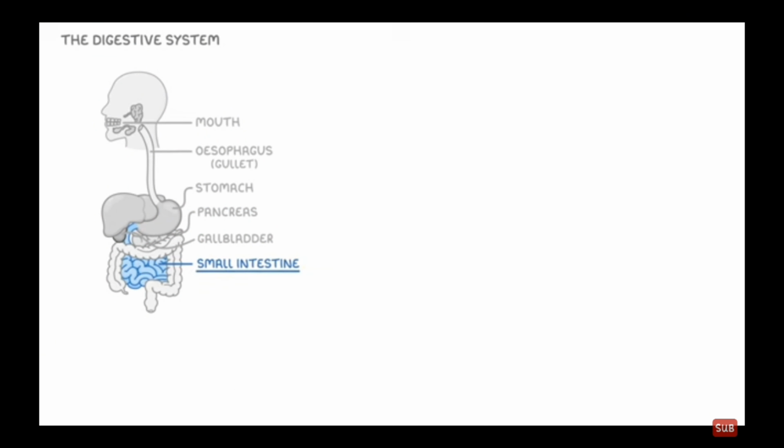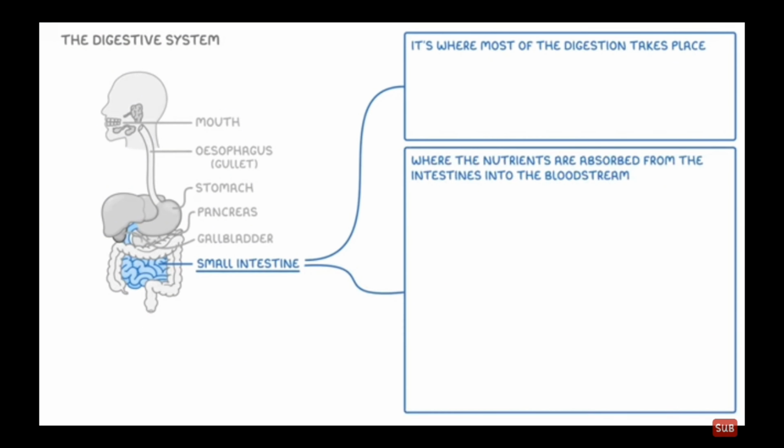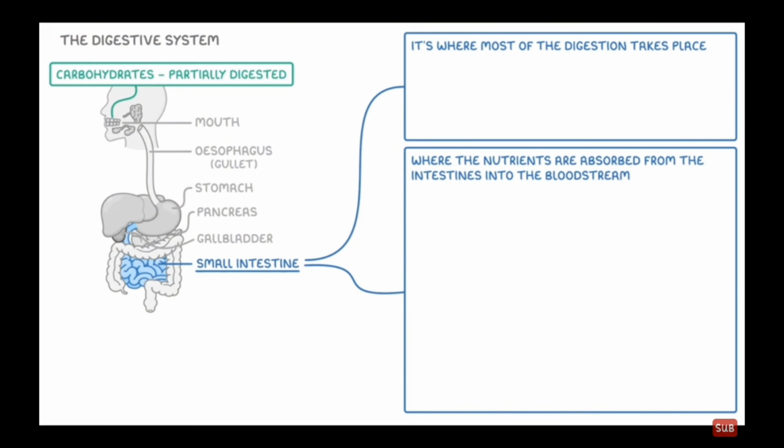Now, the small intestine itself is arguably the most important part of the entire digestive system. This is because, one, it's where most of the digestion takes place, and two, it's where the nutrients are absorbed from the intestines into the bloodstream. If we start with its role in digestion, you might remember from earlier that carbohydrates are partially digested in the mouth, and proteins are partially digested in the stomach. However, the large majority of digestion takes place in the small intestine.